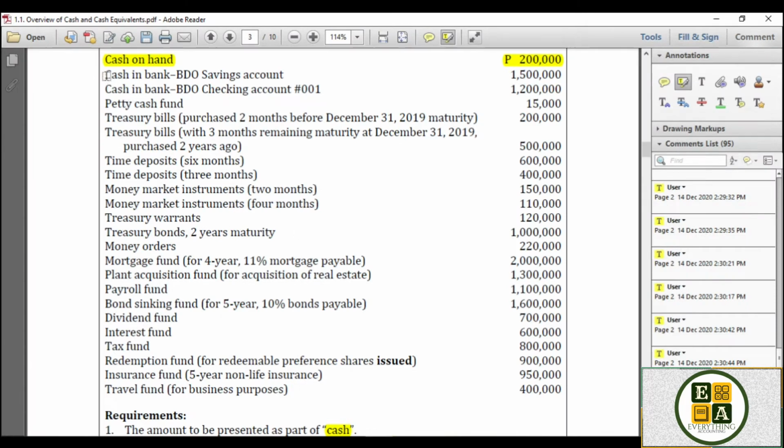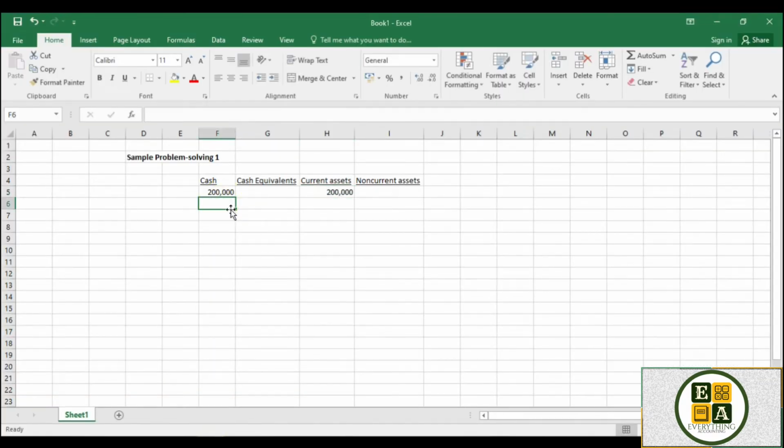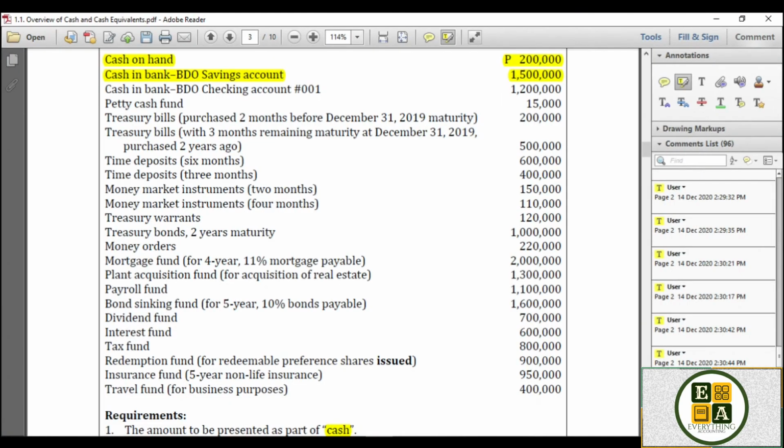Then next, we have cash in bank, BDO, savings account. Wala namang description kung ano ba yung gamit ng cash in bank na yan. Sinabi lang dyan is savings account. So, walang ibang restrictions to withdrawal. So, automatic yung cash in bank, BDO savings account as part of our cash. Okay? So, 1,500,000. Papasok ulit yan again dito sa current assets. Okay?